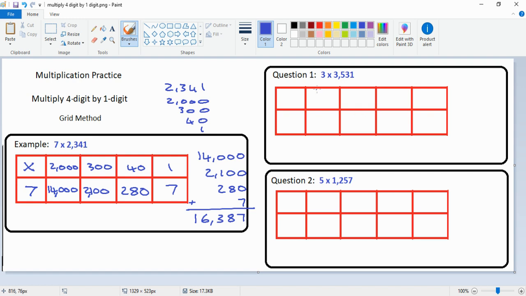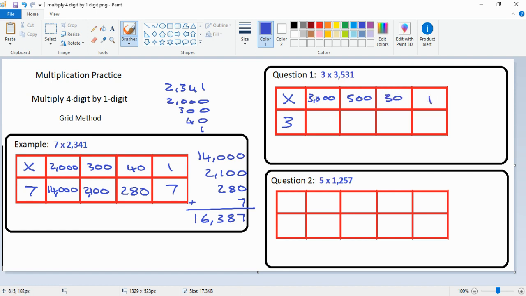You can pause the video, practice for question 1 and 2, and try your best. Press play when you're ready to go. So I've imagined you have paused, practice, you're pressing play now so you can see the answers. I'll put the 3 in here. I'm going to break up or partition the 3,531 into 3,500, 3 tens, which is 30, and 1 unit, 1.